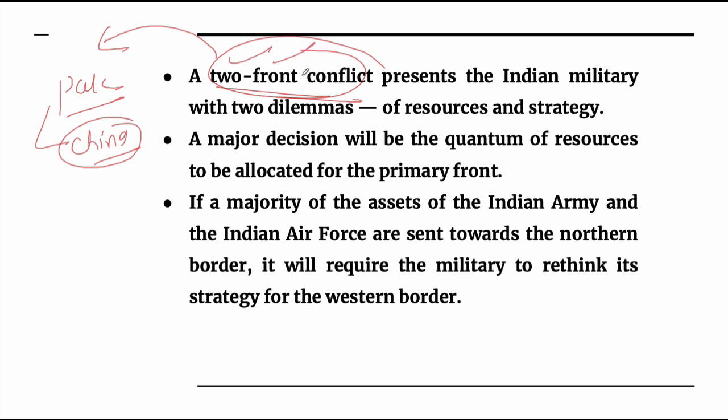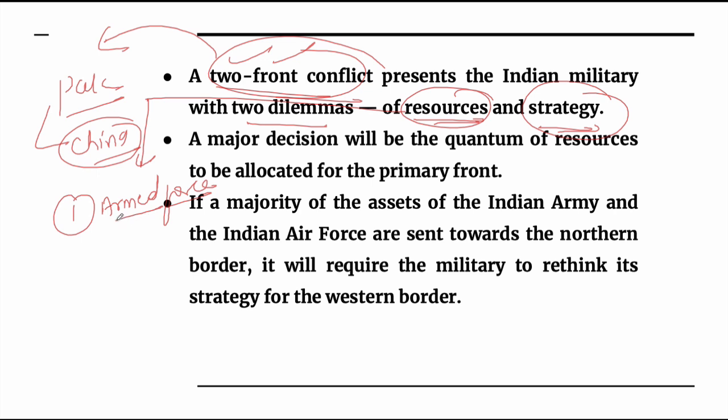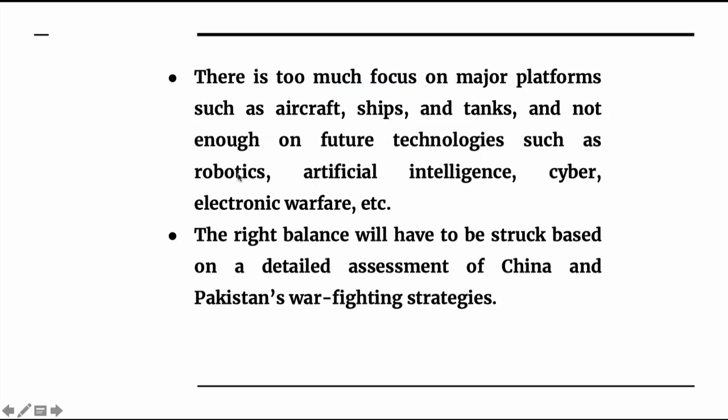Now to tackle this two-front conflict, India has two dilemmas. One is related with resources, and second is the strategy. When you talk about resources, in case of armed forces, the resources are the armed force personnel. So where will you deploy the armed force personnel? For example, if all or most of the armed force personnel are deployed in the northern sector, it will reduce the security infrastructure in the western border of India and in the southern part as well. So this is again a dilemma in the mind of the Indian military, what approach they should follow, how they should utilize the resources and what strategy they need to follow.